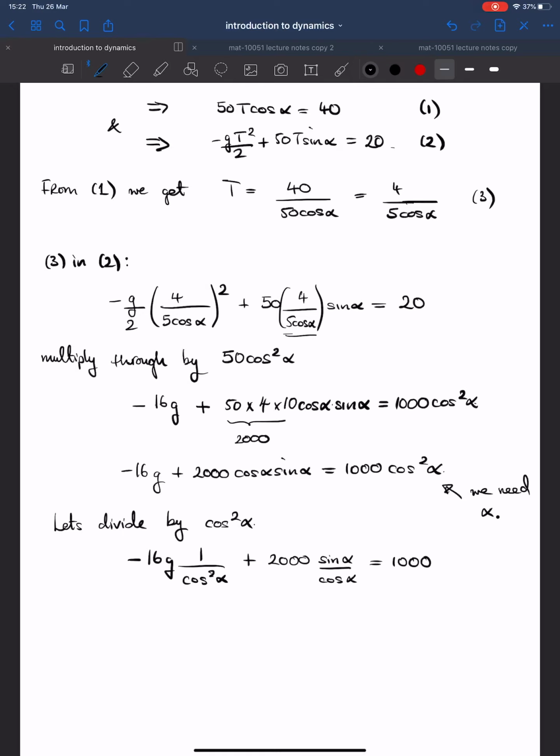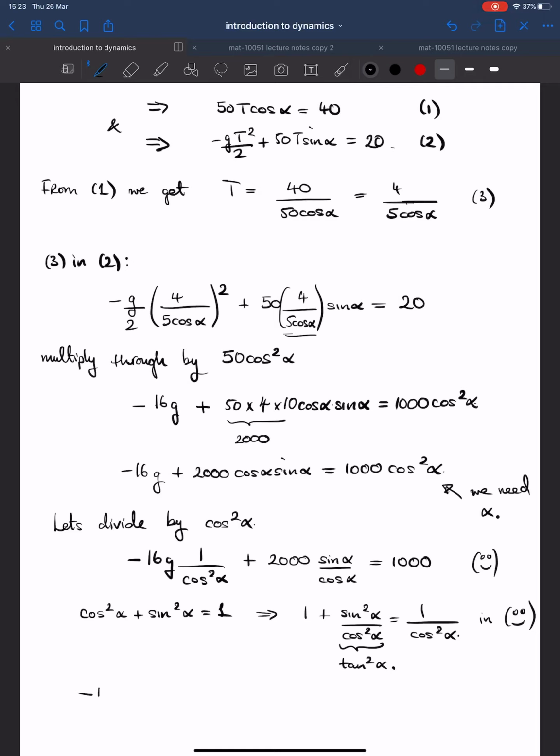Okay, good. So remember this: cos square alpha plus sine square alpha equals 1. Now if I divide through by cos square, I'll have 1 plus sine square alpha over cos square alpha equals 1 over cos square alpha. And this is tan square alpha. So, good. If I plug this in, of course, let's put it in this equation.